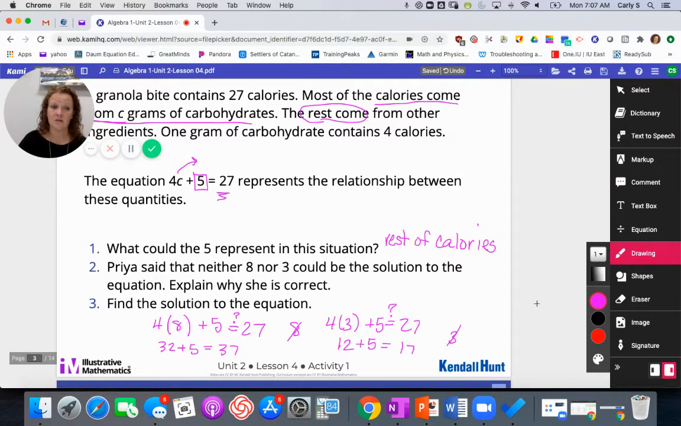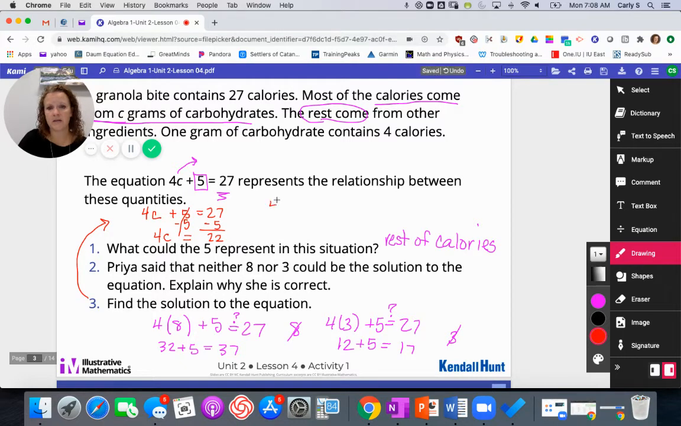Now it says find the solution to the equation. Well, in awesome fashion, I'm already out of room, so I'm going to do number 3 up here. If I want to find the solution, I want to find what value for C makes the equation true. I know you went through this in pre-algebra, but we will review. I'm going to subtract 5 from both sides. In algebra, I can do that. What I do to one side of an equal sign, I have to do to the other. So then I get 4C equals 22.